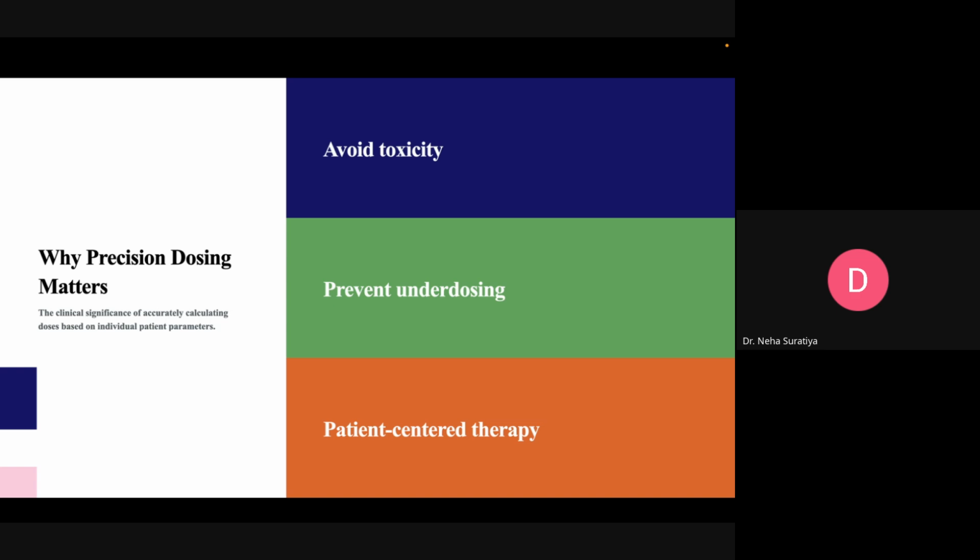So see this, precision dosing. When I say precision dosing, that means it is specific, patient specific. It is not a one size fits all approach. Precision dosing is one of the most critical responsibilities we can consider in healthcare, guys. Not all can perform precision dosing. This is a skill. The basic principle is very simple: the right drug at the right dose for the right patient at the right cost.